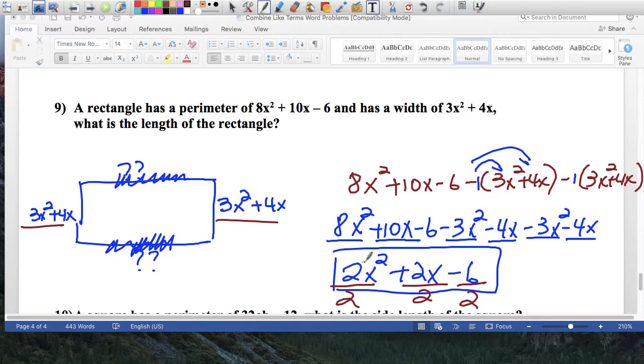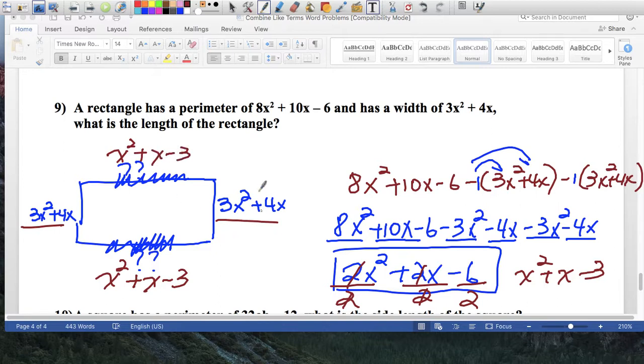Well, 2 over 2 is just 1, right? And that becomes 1x squared, or just x squared. Same thing here. 2 over 2 becomes just 1, or just plus x. And minus 6 divided by 2 is minus 3. So this side measures x squared plus x minus 3. And then the top is x squared plus x minus 3. You could always check. If you add all of these, you should get 8x squared plus 10x minus 6.